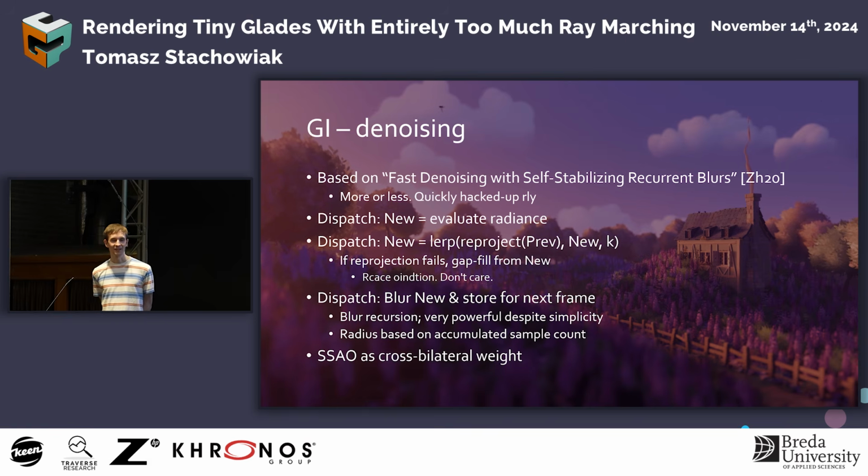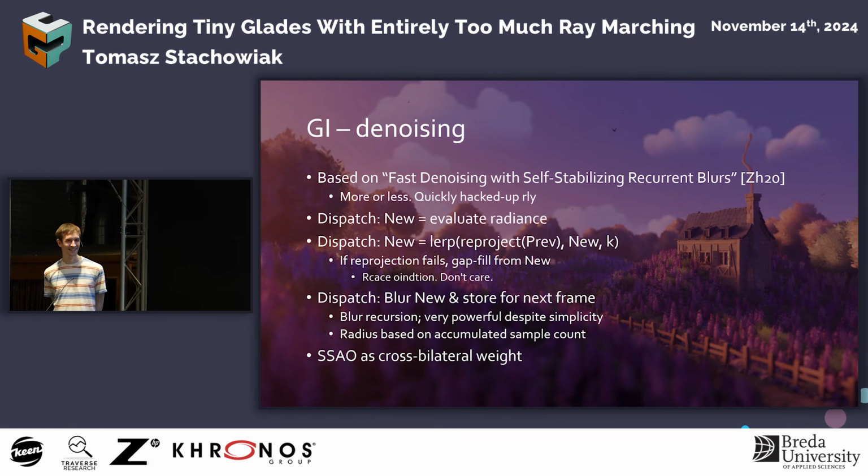And the denoising is actually quite simple. It's based on the fast denoising with stabilizing recurrent blurs from Dmitry Zhdan. I'm not sure how to pronounce it, but essentially it's a filter which feeds into itself and fine-tunes itself to use as little of a spatial filter as possible, which is similar to, I forget the name, whatever. The whole pipeline is made of 3 passes.